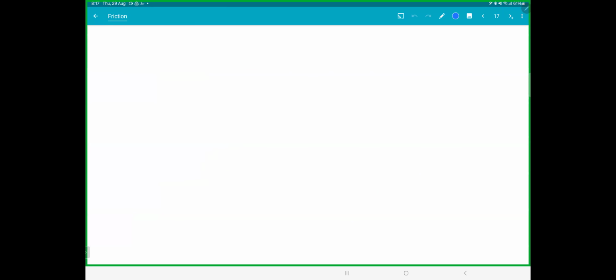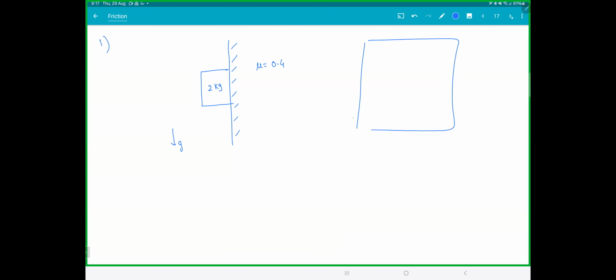Let's see more questions. You'll get the hang of it. Let's see one more question. We have a wall here. Let's say mu is equal to 0.4. Let's say we have a block here, 2 kg. Gravity is this way. Are you getting how the diagram is? It's like there's a wall here and someone kept a block like this. Are you able to visualize how it is?